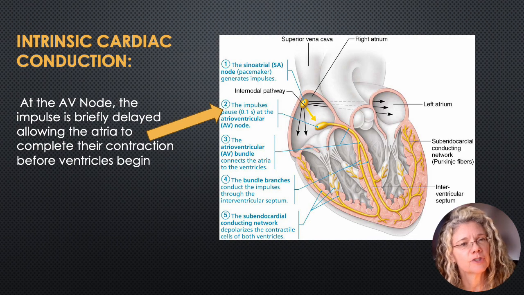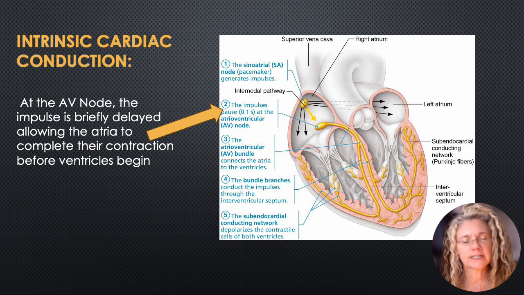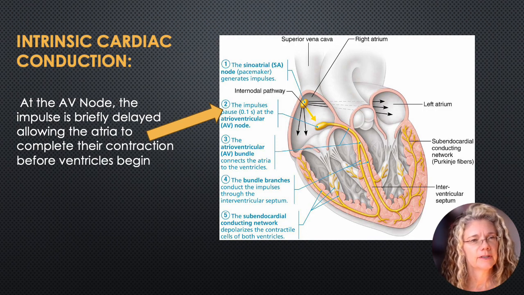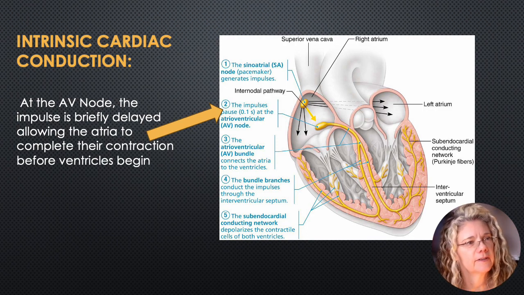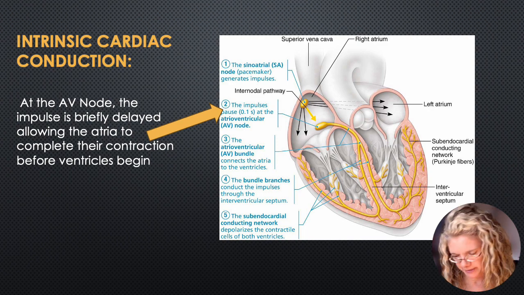Then the electrical impulses will hit the AV node, right? The atrioventricular node. And we're going to have just a slight little delay. If you think about when you listen to the heartbeat, there is a slight delay between the thumps. So we have a little delay there. And that delay allows the atria to finish their contraction, to finish their emptying of blood into the ventricles before the contraction of the ventricles begins.